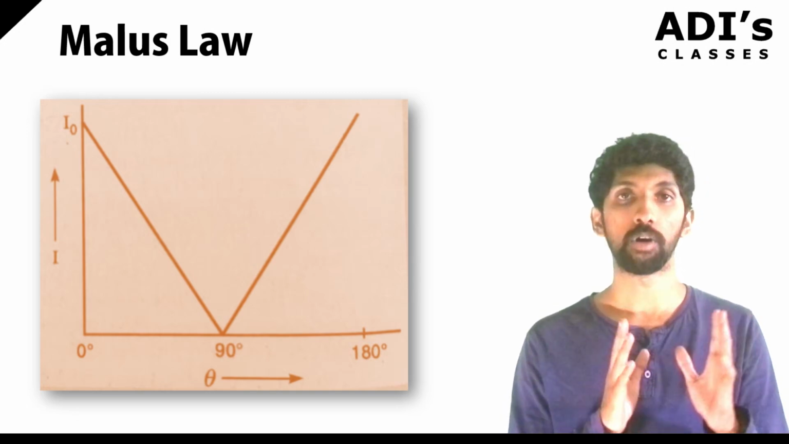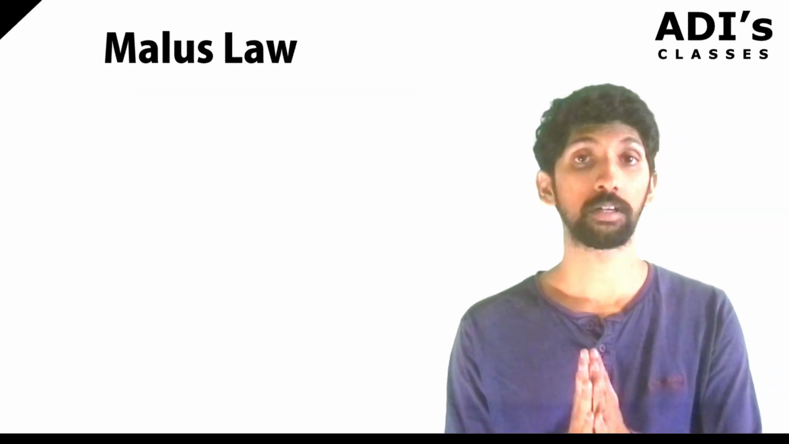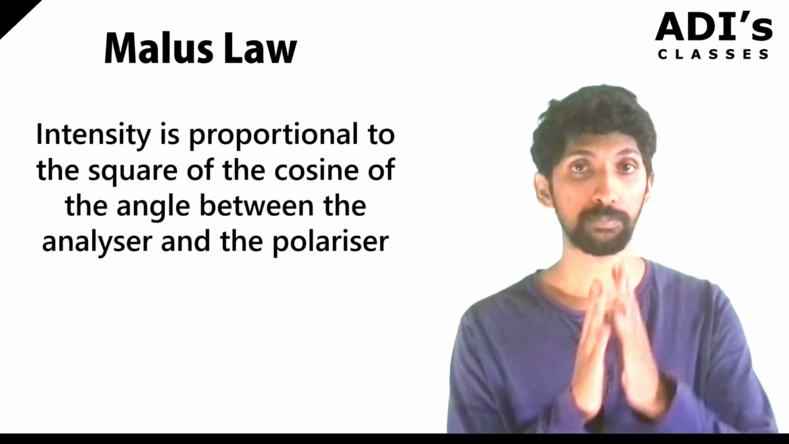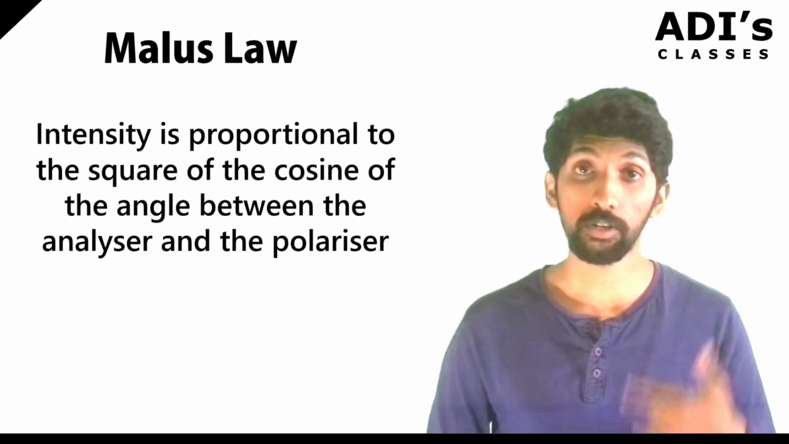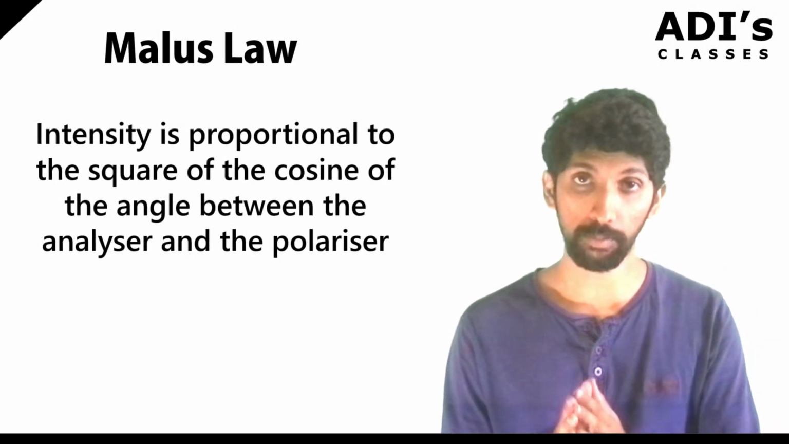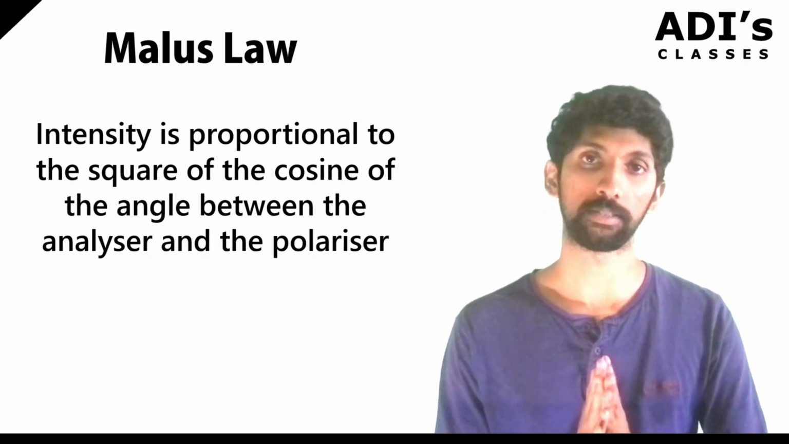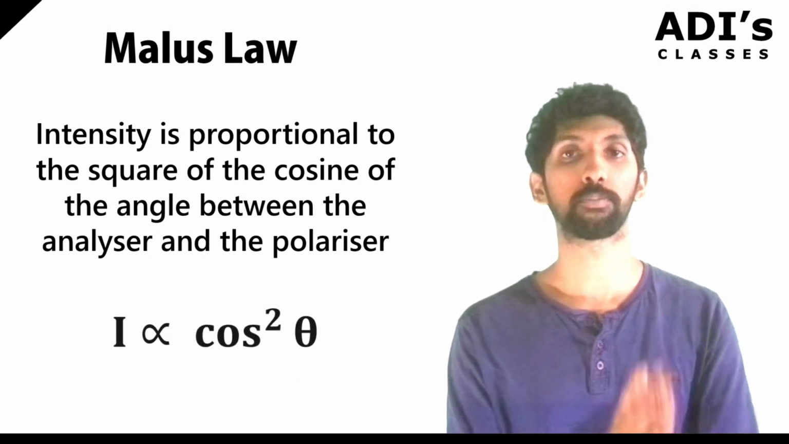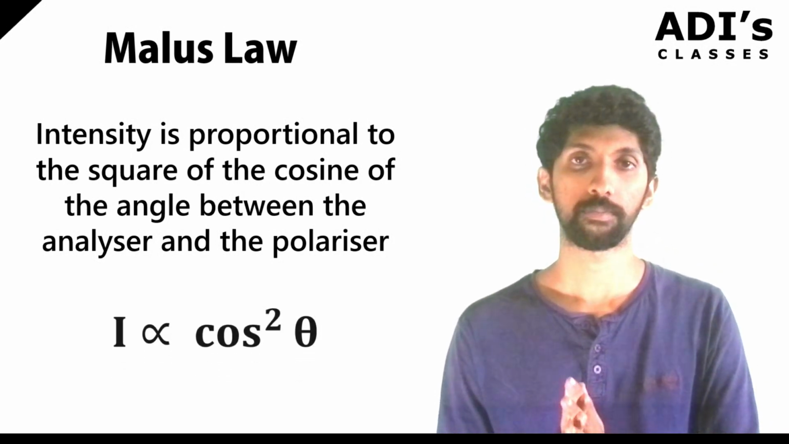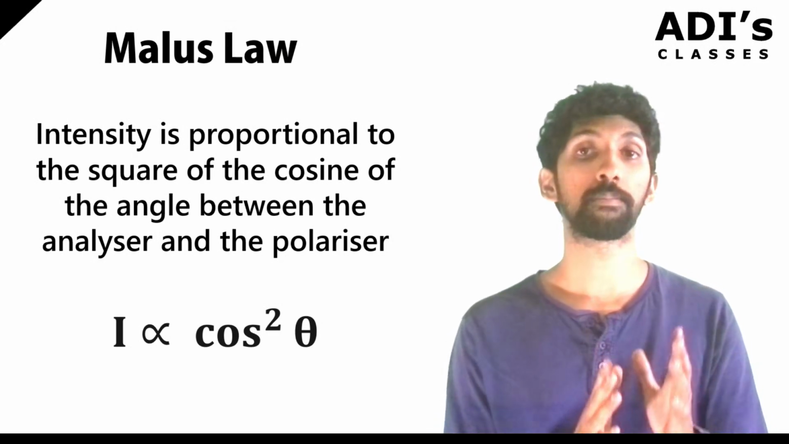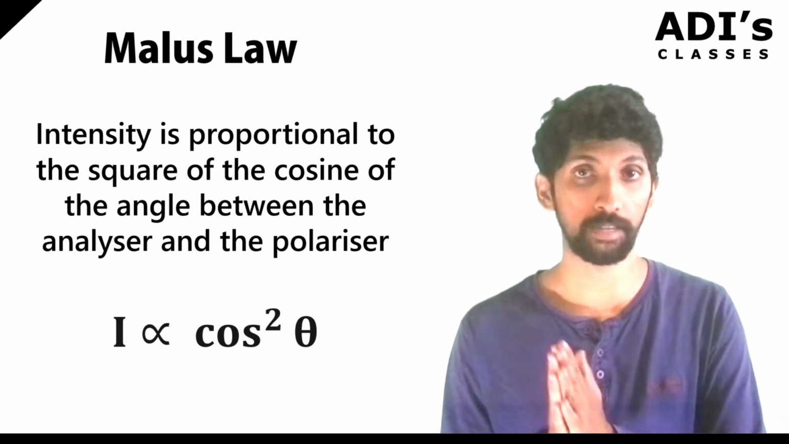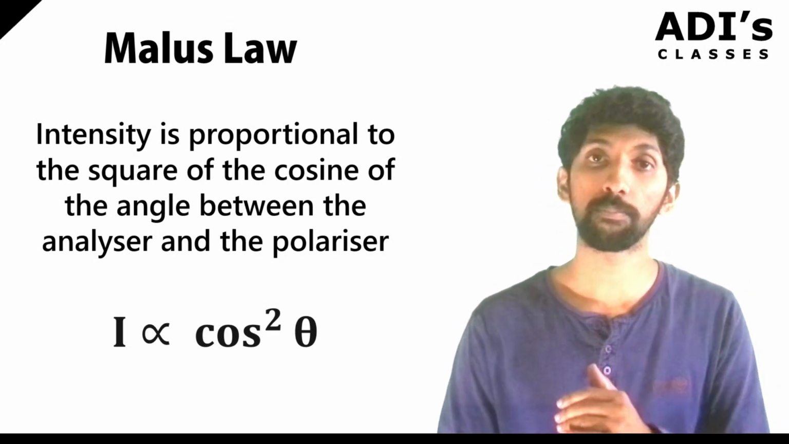Okay, so understood what is Malus's law? Malus's law tells you that the intensity is proportional to the square of the cosine of the angle between analyzer and the polarizer. That's how we get I is proportional to cos square theta. All right, so this is about how polarization of light can be done, and with the help of the angle, how we can reduce the intensity of the light.